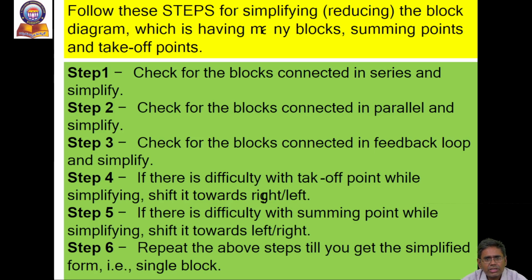The following steps are used to reduce a block diagram which has many blocks, summing points and takeoff points. Check whether the blocks are connected in series, then simplify. Check whether the blocks are connected in parallel, then simplify. Check whether the blocks are connected in a feedback loop and simplify. If there is any difficulty with a takeoff point while simplifying, shift it towards the right or left. If there is any difficulty with a summing point while simplifying, shift the summing point towards the left or right. Then repeat the above steps till we get a single simplified block. These are the main rules to follow while simplifying the block diagram.